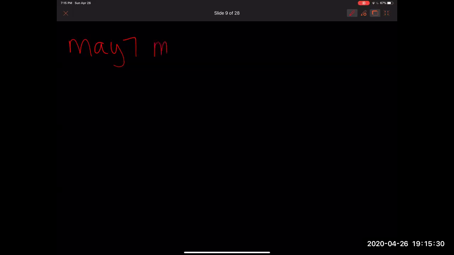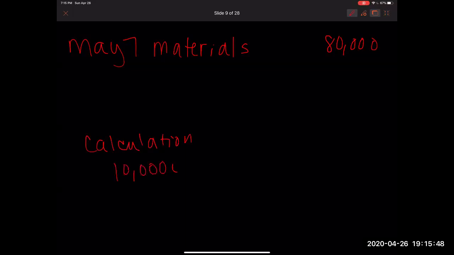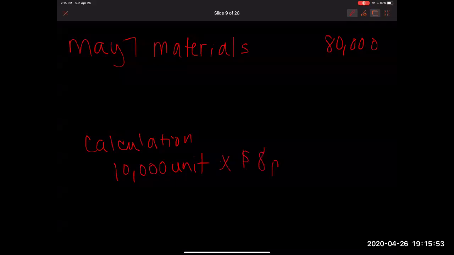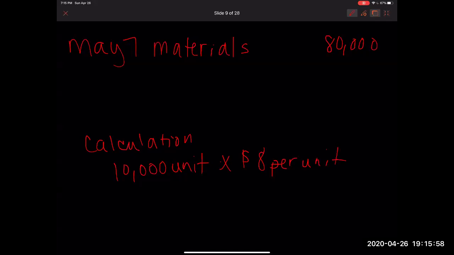So I'm gonna do a debit to materials, because that's what I'm receiving, a debit to materials in the amount of $80,000. Now, how did I get $80,000? Well, my calculation is down here. The way I do that is they say 10,000 units at $8 per unit, right? So if I did that calculation, that should give me 80,000. All right, and then they said on account. On account means, hey guys, I promise to pay you later. So that would be my 80,000 there, okay?